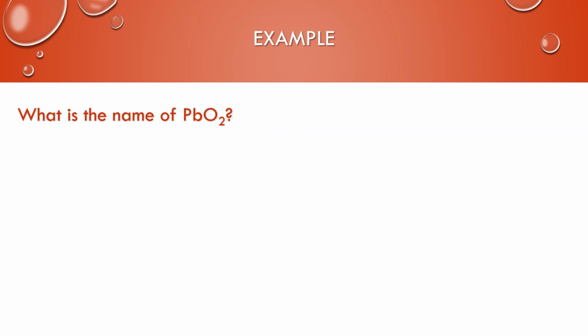Now in this example, we want to name the compound with the lead and the 2 oxygens. Using IUPAC rules, I need to figure out the charge on the lead, the oxidation state of the lead. So since oxygen is -2, the lead must be +4. So your name will be lead(IV) oxide.